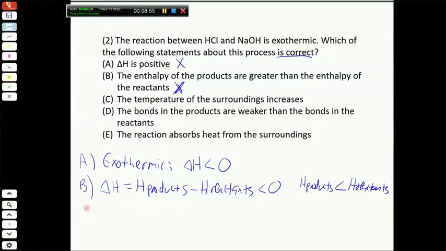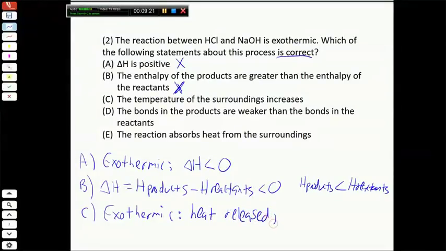All right, and then choice C deals with what happens in the surroundings. So in an exothermic reaction, choice C says the temperature of the surroundings increases. Remember that when you have an exothermic process, meaning delta H is negative, that also means the heat measured at constant pressure is negative. Delta H is that heat value at constant pressure. The fact that it's negative tells you that heat is released from the system.